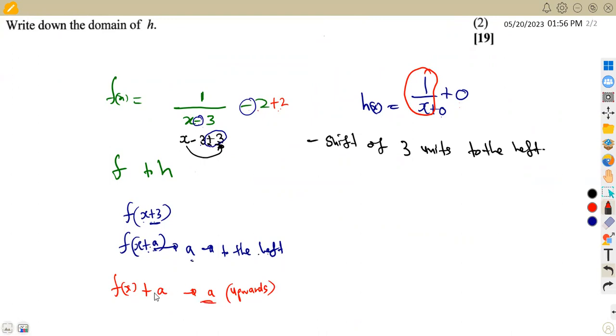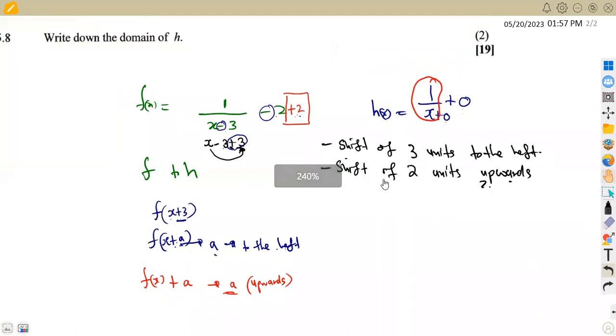We are adding, we take it as it is. So this +2 that we added means it's a shift of 2 units up, which is 2 units upwards, or just 2 units up. So these are the transformations which actually occurred from f to h. We added 3 to get a 0, and we added 2 to get a 0, but how are we describing the transformation? That is the most important part.